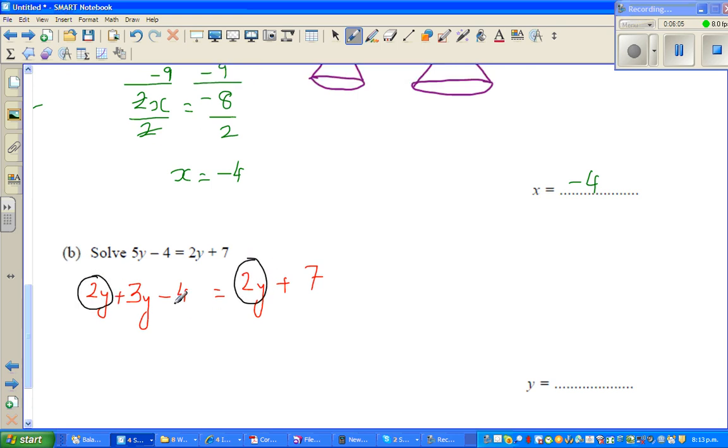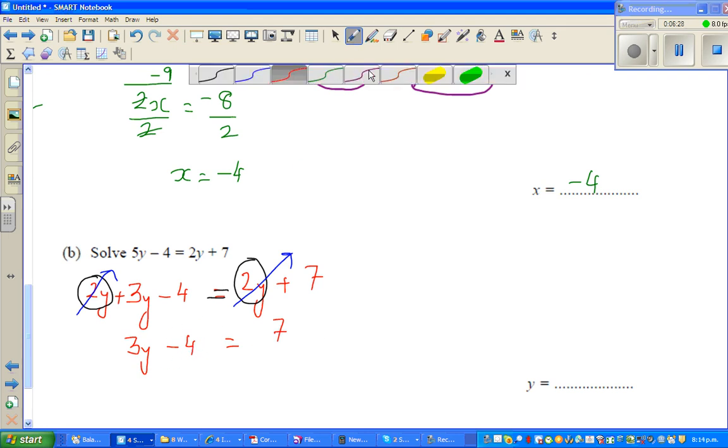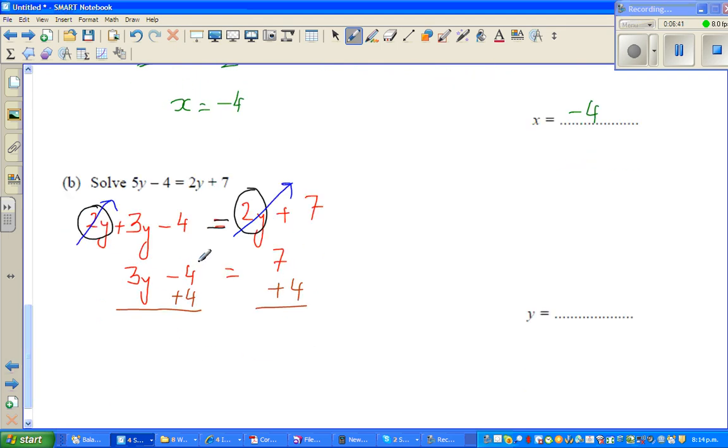Imagine this as a balance again, two sides of a balance. If you take away 2y from this side, you can also take away 2y from this side. So the next step would look like 3y minus 4 is equal to 7. I want to get rid of this 4. What's the opposite of negative 4? The opposite of negative 4 is plus 4. So you add 4 to this side, and you have to add 4 to this side. So this and this get cancelled.